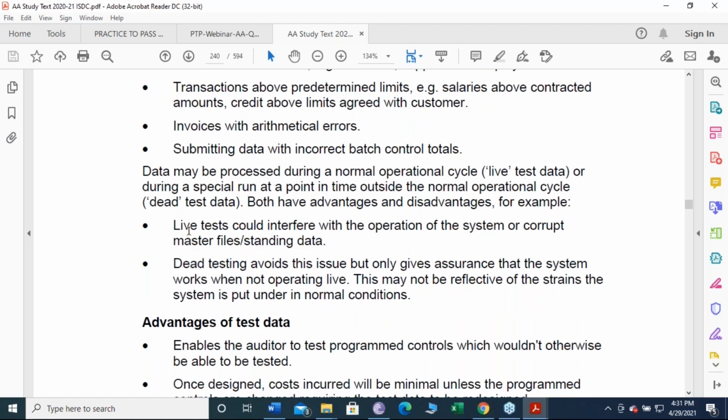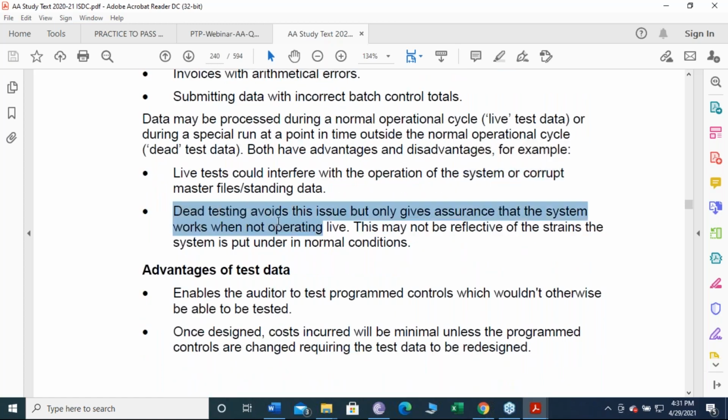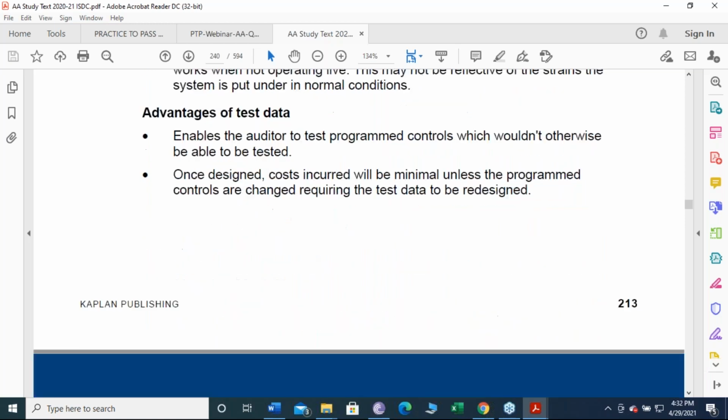Live test data has both a disadvantage and an advantage. It will ensure the client system is operating effectively, but this could infringe or corrupt the client's master files. Whereas dead test data involves testing of data when the system is not live, so the system has not got that much strain or pressure on it, so you will be able to verify, but you are never so sure about it.